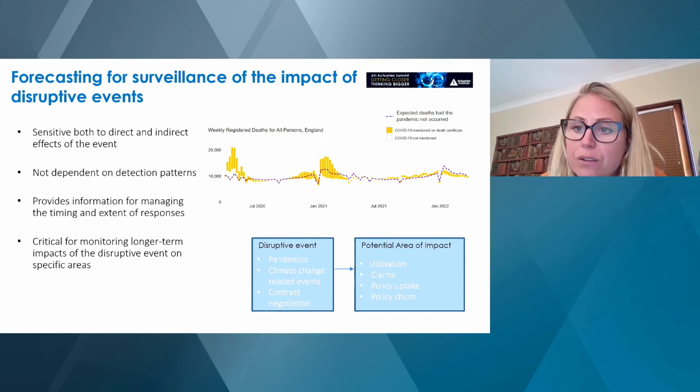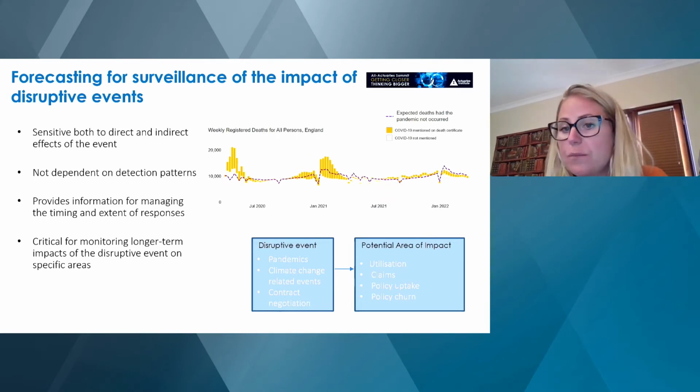But it's also been critical for longer term impacts of this disruptive event. And we can look at that from specific areas geographically to population groups, as well as causes of death and places of death. So if you see towards the right-hand side of the chart, in the longer term, we do see excess over and above what we would have expected in late July.